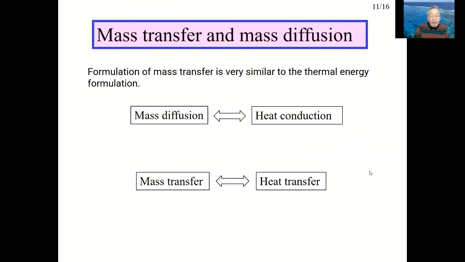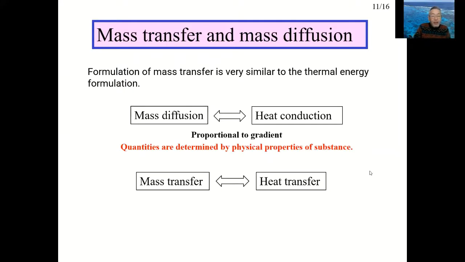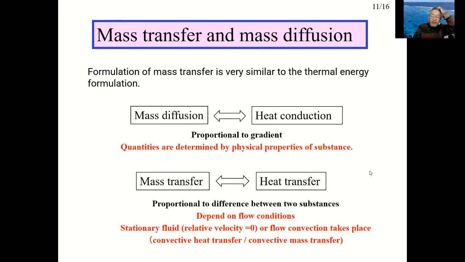Next, I will explain mass transfer and mass diffusion. The treatment of mass diffusion and mass transfer is almost the same as heat conduction and heat transfer. Mass diffusion corresponds to heat conduction. The diffusion quantity is proportional to the gradient of substance density or the mass fraction, and it is determined by the physical properties of the substance. Mass transfer corresponds to heat transfer.